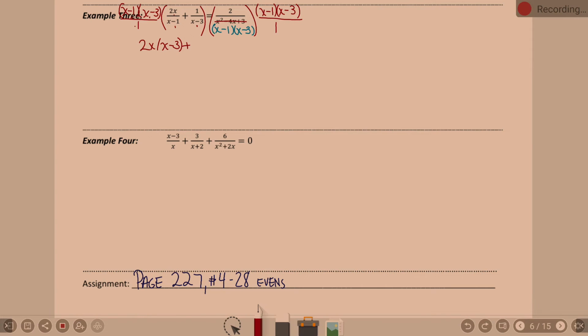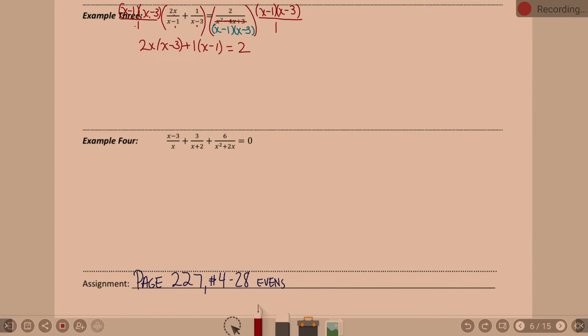X minus 3 cancels. What remains? The x minus 1. Or if officially you want to say 1 times x minus 1, you could do that. On the right, what happens? Okay, x minus 1 cancels with x minus 1. X minus 3 cancels with x minus 3. What remains? 2. There's some work that needs to be done, but is that a lot nicer equation to work with? Yeah, let's do some math.